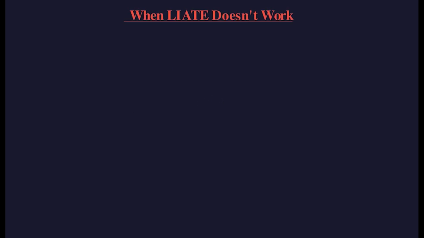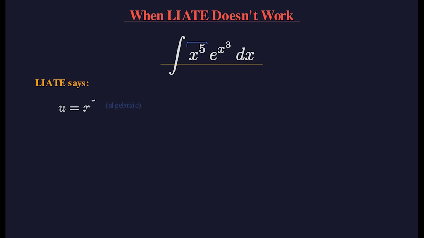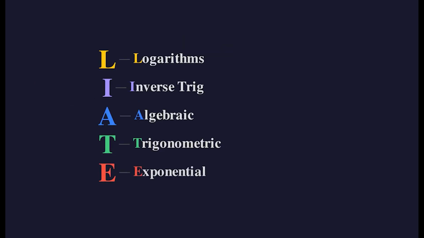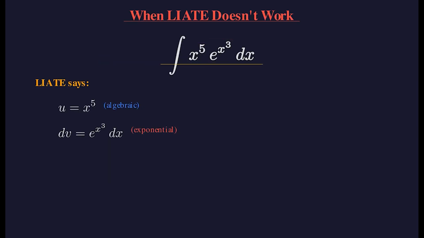Alright guys, so to take an example, let's imagine we've got the integral of x to the 5 times e to the power of x cubed dx. Now if you apply LIATE, which is a rational thing to do, you're going to get u is equal to x to the power 5. Well, it's algebraic, right? It's going to come before the exponential. That's fair. Meanwhile, dv by dx is going to equal e to the x to the power 3, so therefore dv is going to equal e to the power of x cubed dx.